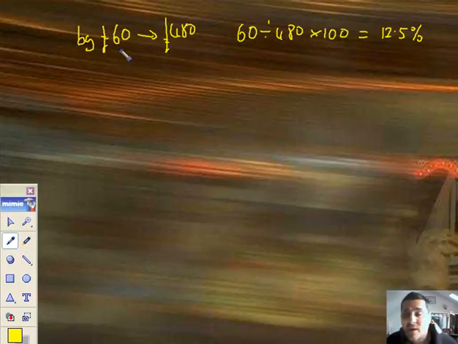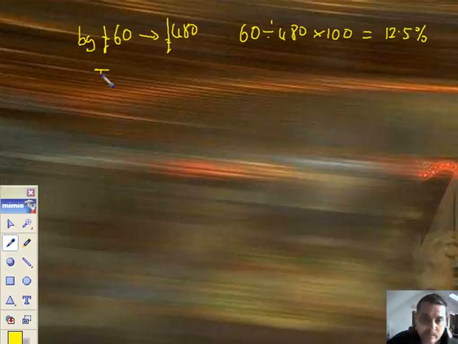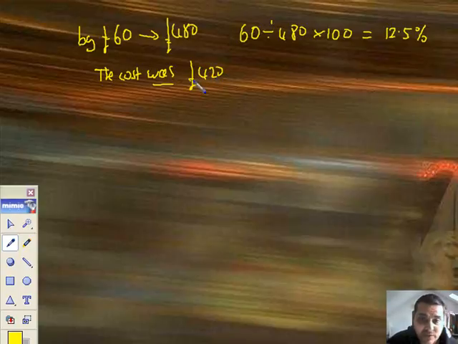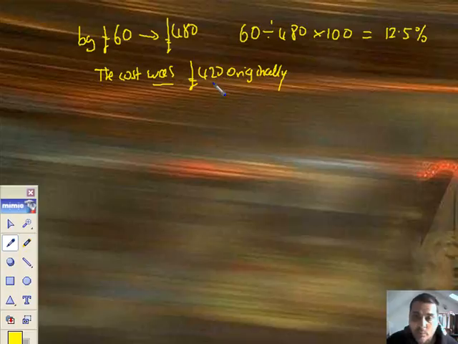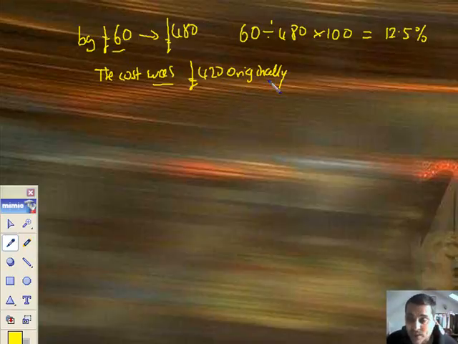Now, if it increased by £60 to £480, the cost was actually £420 originally. Is that alright? He divided by the new price rather than the old price. Remember, to express one quantity as a percentage of another, the percentage increase will be the difference, which is 60, divided by the original. That's what he should have done. He should have divided by 420.